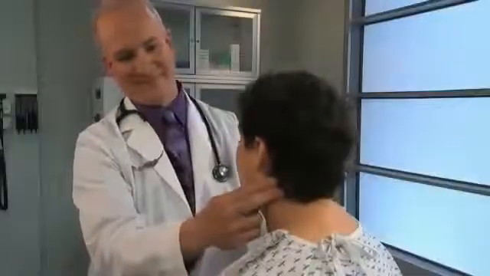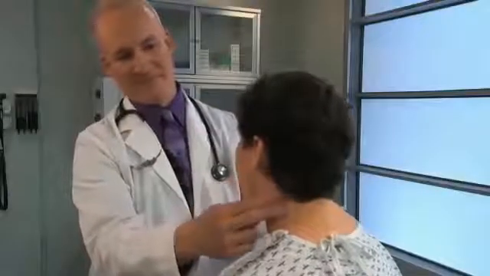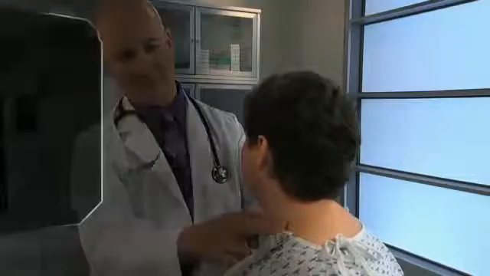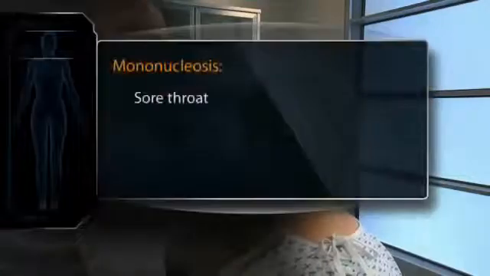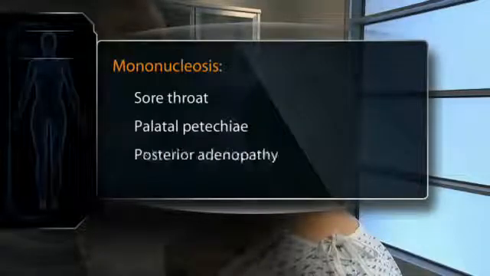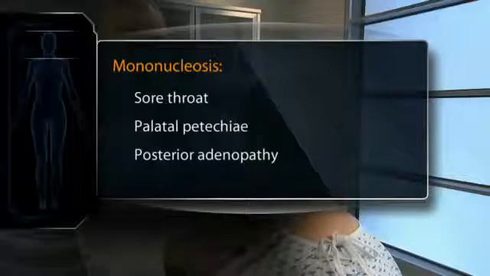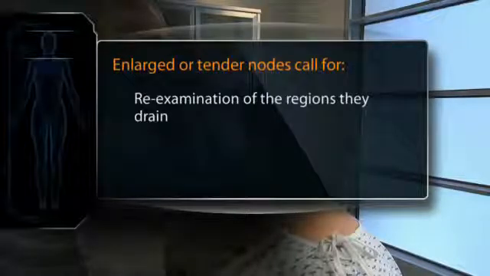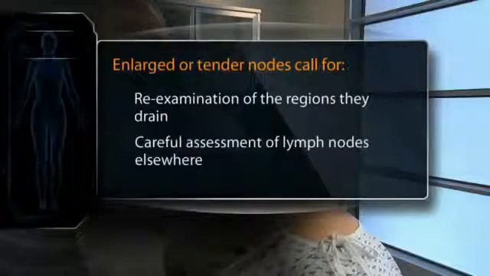Palpate the posterior cervical chain along the anterior edge of the trapezius and along the posterior edge of the sternomastoid. Sore throat, palatal petechiae, and posterior adenopathy suggest mononucleosis. Enlarged or tender nodes call for re-examination of the regions they drain and careful assessment of lymph nodes elsewhere.